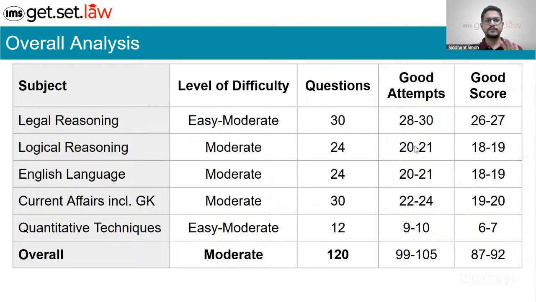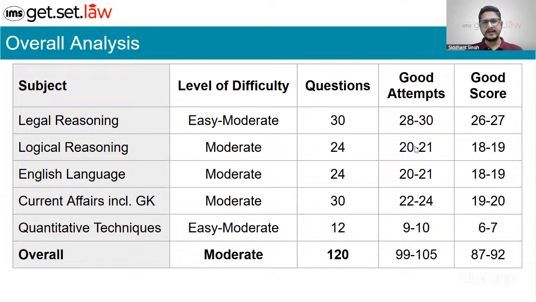As you can see, the legal reasoning portion was a doable section, where a good score was coming around 26 to 27. That means students could have attempted the entire section in time. But in the logical and English section, one of the paragraphs or a few of the questions could have been left. Out of the 24 questions, it was near about 20 to 21.